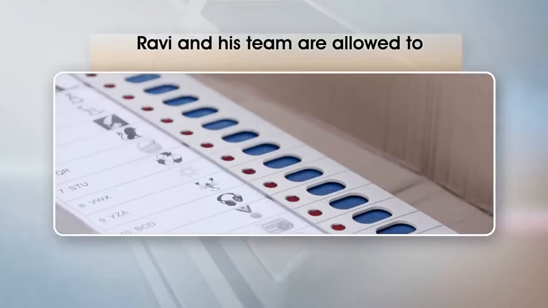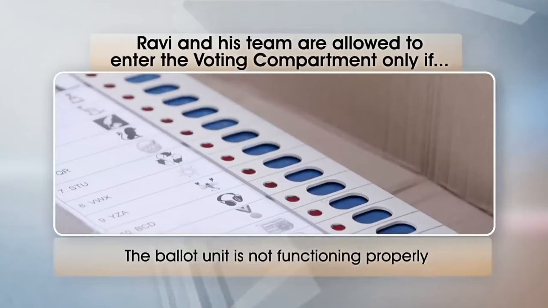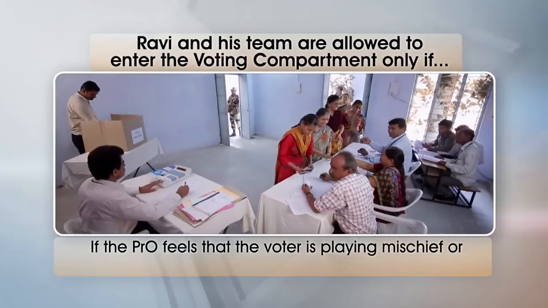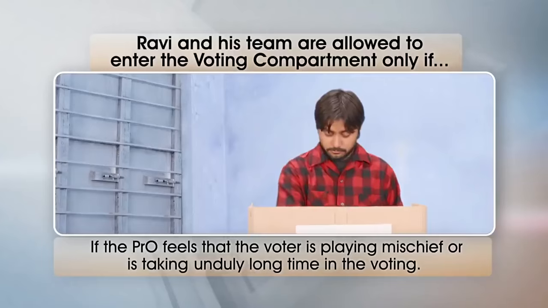Ravi and his team are allowed to enter the voting compartment only if the ballot unit is not functioning properly, if the PRO feels that the voter is playing mischief or is taking unduly long time in the voting. The PRO will enter the voting compartment only in the presence of the polling agents.